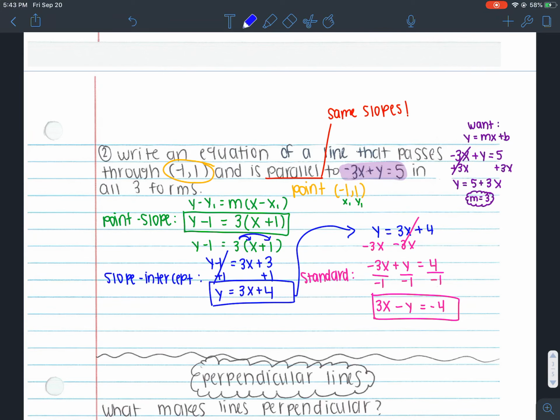Okay, this is the end of the parallel video. Just remember, parallel lines have the exact same slope. Okay, your y-intercept may be different, but parallel lines have the exact same slope.